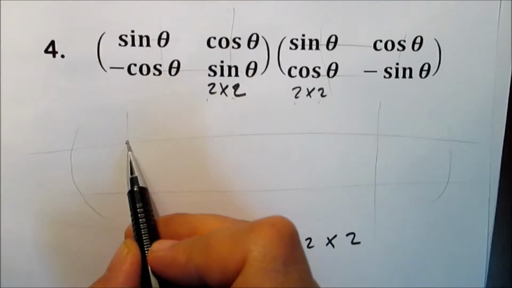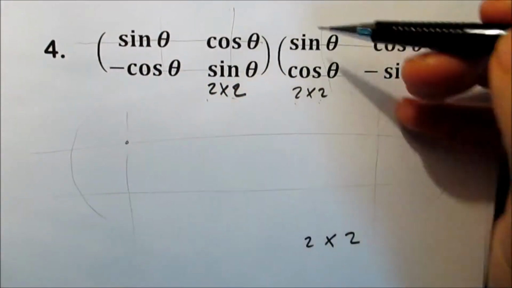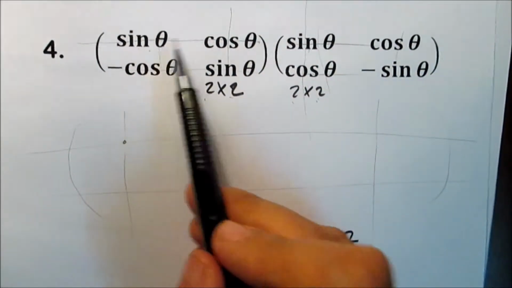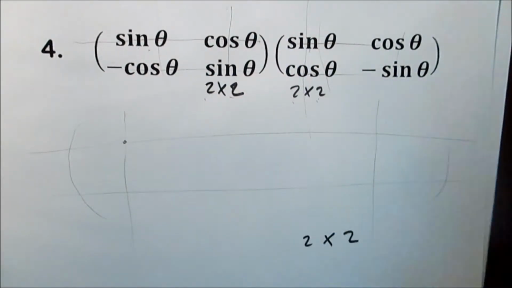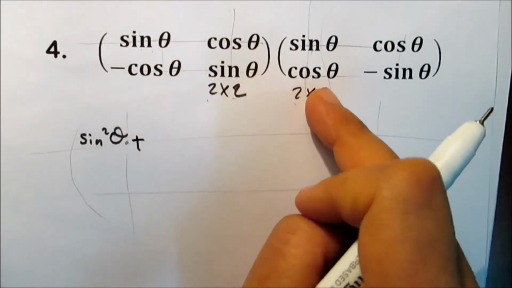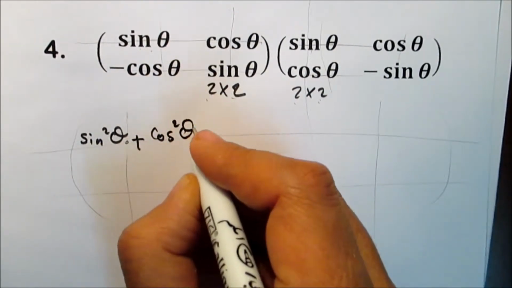To find the first element in the new matrix, take the first row of the first matrix with the first column of the second matrix. Sine theta times sine theta to be sine squared theta plus cosine times cosine equals cosine squared theta.